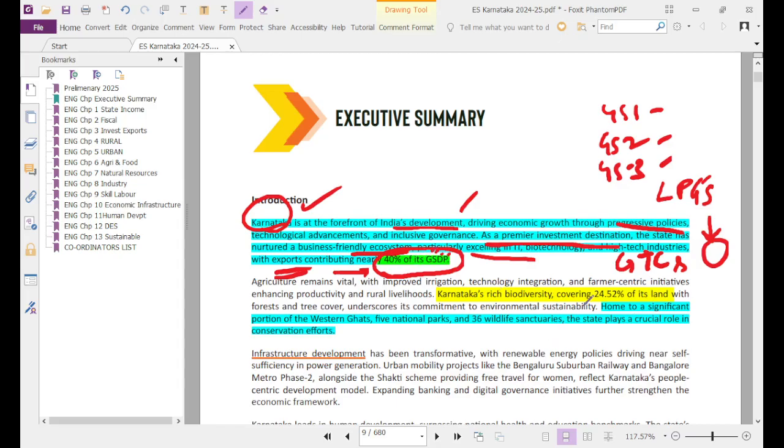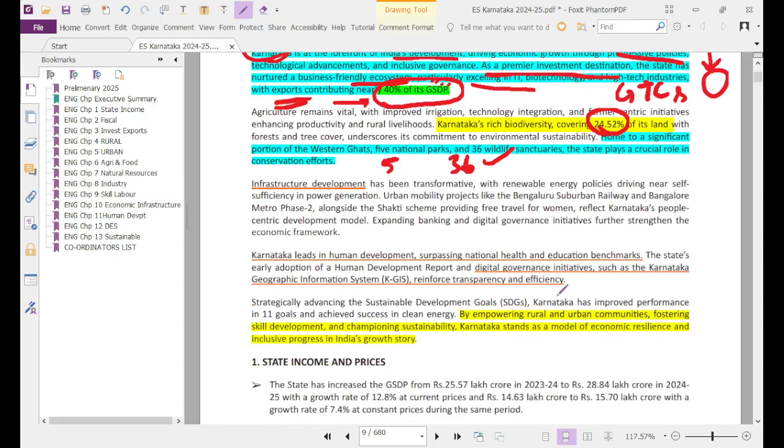Then we can get into how Karnataka's rich biodiversity, around 25% of the land, is dedicated to or is consumed by forestry or the Western Ghats, and Karnataka houses 5 national parks and 36 wildlife sanctuaries. You can quote this. Keep quoting this whenever topics on natural vegetation, conservation, climate change, environment related questions arise with respect to Karnataka's efforts. And infrastructure development with respect to rails, metro, highways, sub-highways, flyovers, all those.